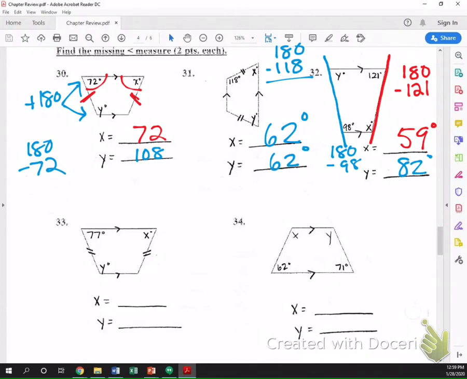All right, 33, we're back to an isosceles trapezoid because of these guys. So x is 77, and y is 103. 180 minus 77, which is 103. Technically, you don't need these degree symbols since it says y degrees, x degrees. I'm being a little extra with the degrees. Sorry about that.